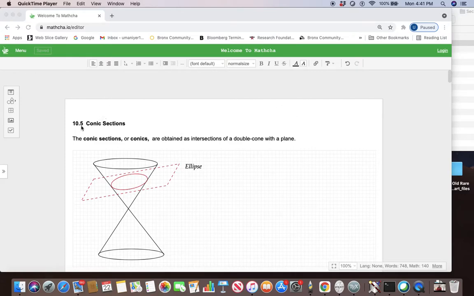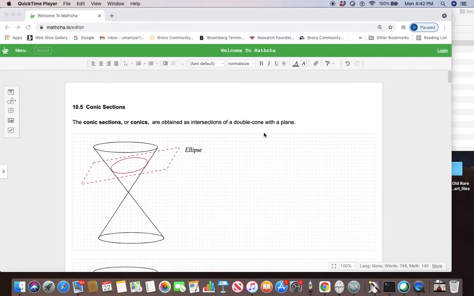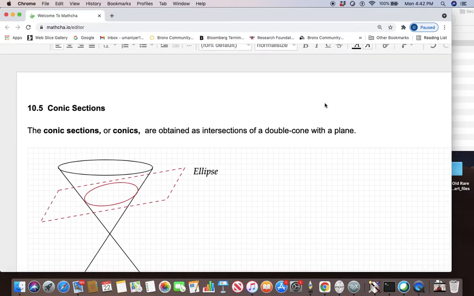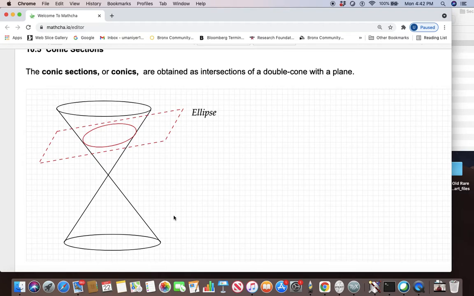Welcome back. Section 10.5 Conic Sections. Conic sections or conics are obtained as intersections of a double cone with a plane. So here is a double cone and that's a plane. When you intersect it in this fashion, you get a figure. That figure here in this case is an ellipse.